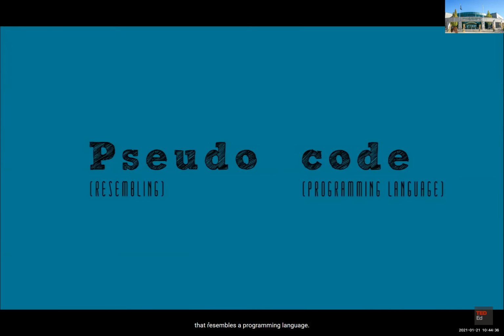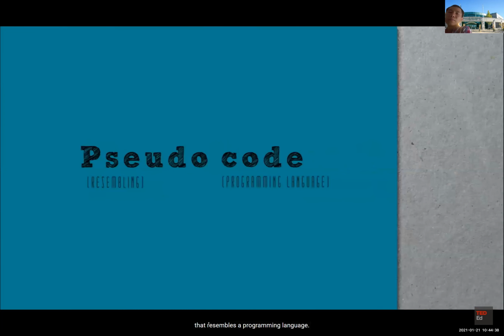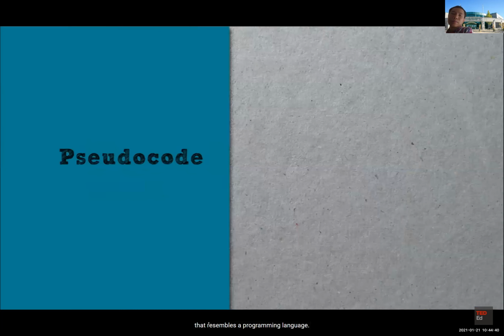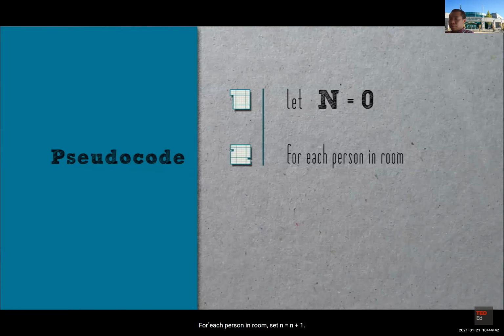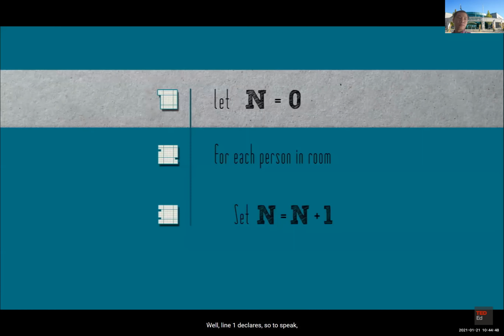In fact, let's try to express it a bit more formally in pseudocode, English-like syntax that resembles a programming language. Let n equal 0. For each person in room, set n equal to n plus 1. How to interpret this pseudocode? Well, line 1 declares, so to speak, a variable called n and initializes its value to 0.